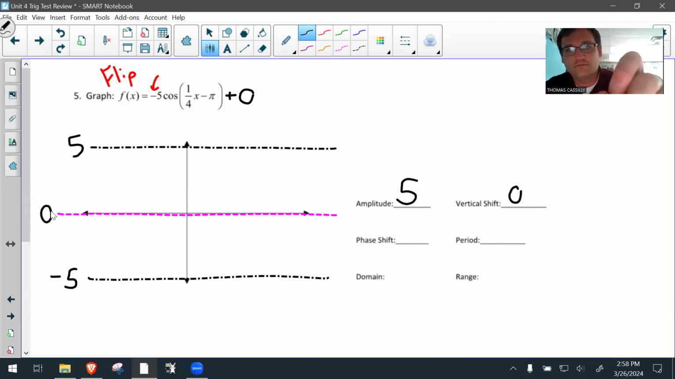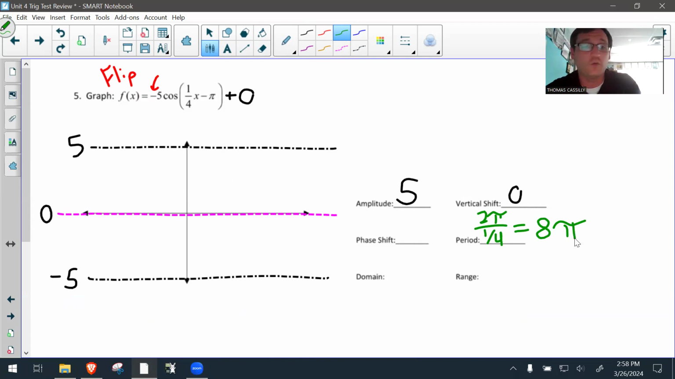The phase shift. Actually, we're going to do the period first. The period is 2 pi over 1/4. It's a cosine. The period on a cosine is 2 pi. So it's 2 pi divided by the b, which gives us 8 pi. All right, that's the length of one cycle, one period.